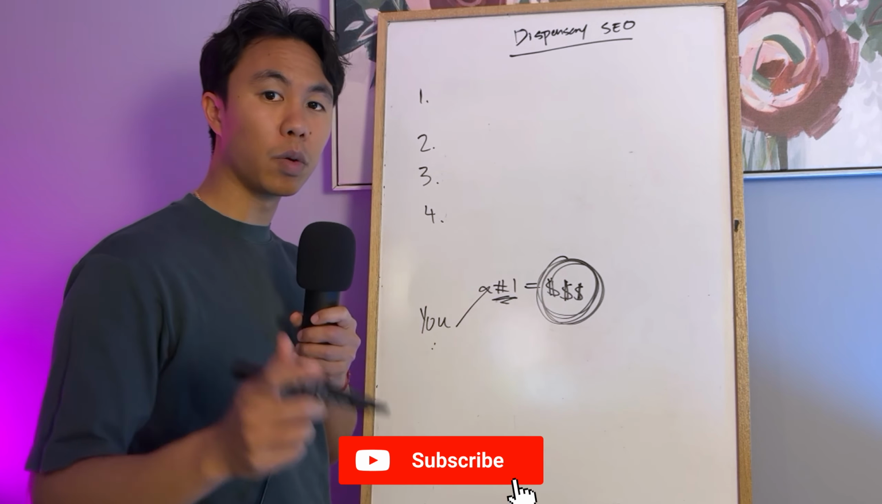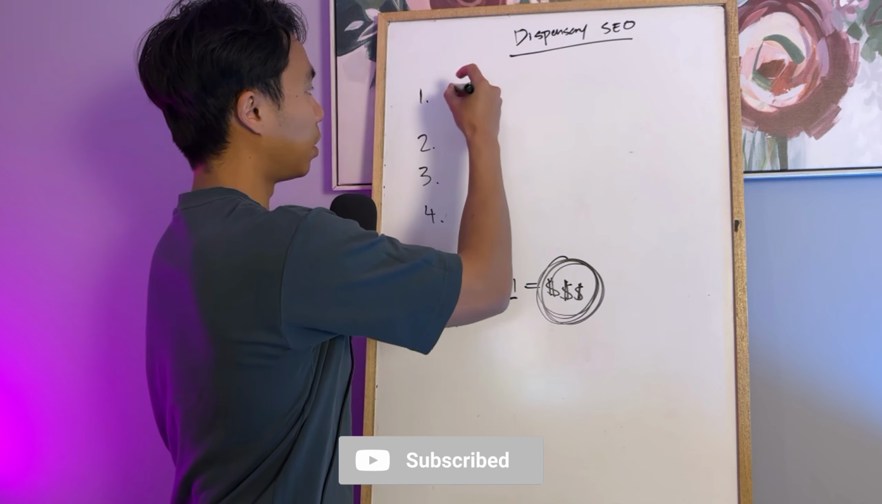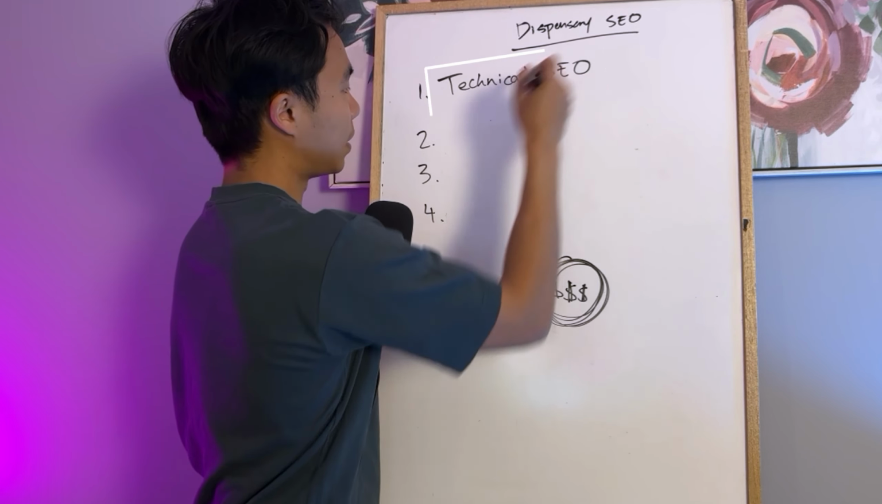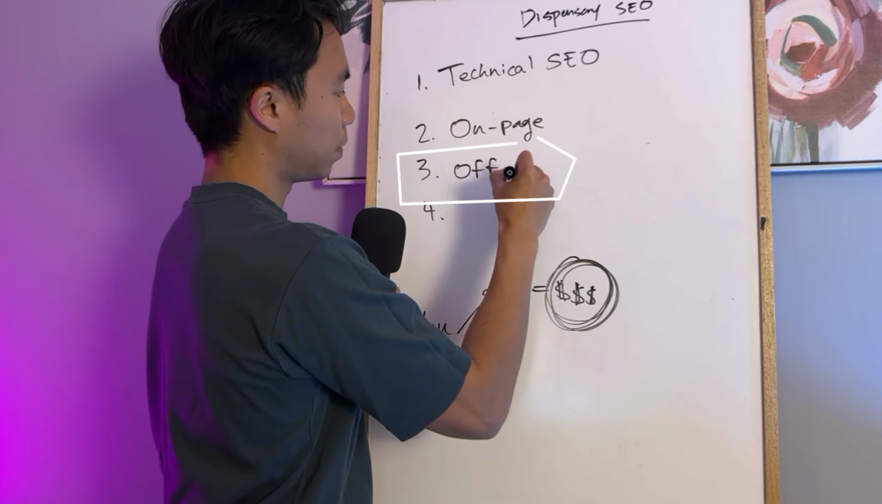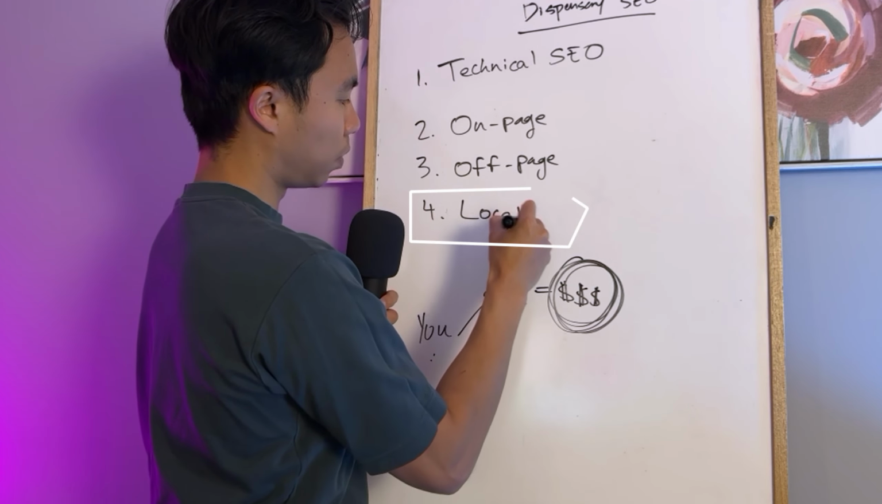So the first thing that you're going to want to take into consideration is something called technical SEO. The second one is then on page. The third one is then off page. And the fourth one is then local SEO.